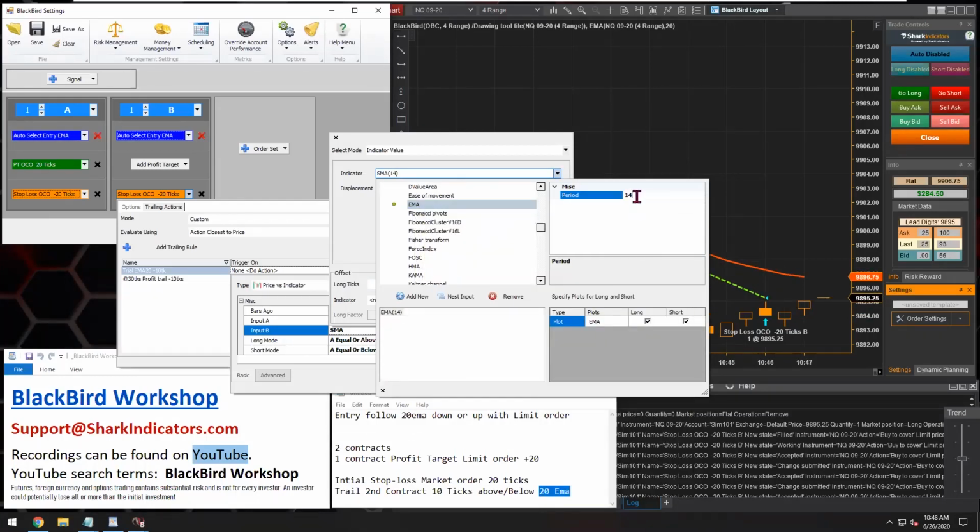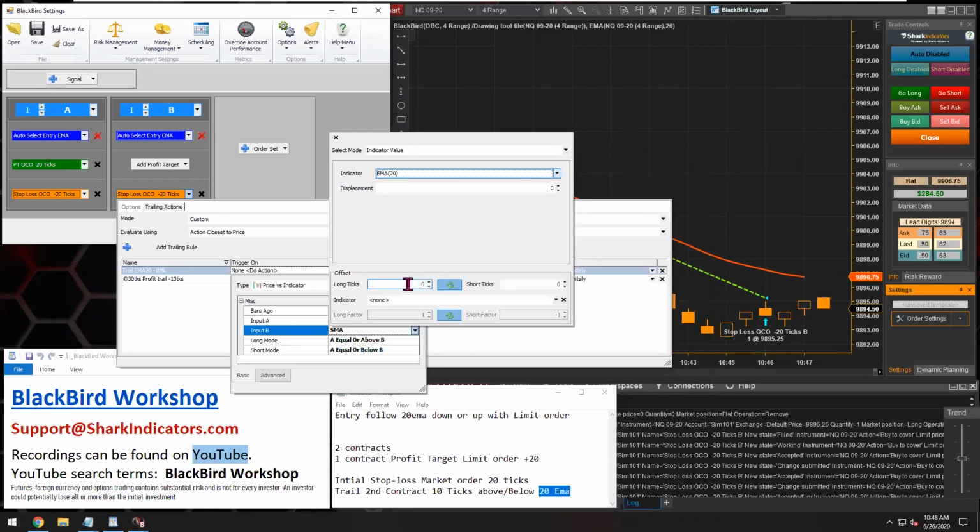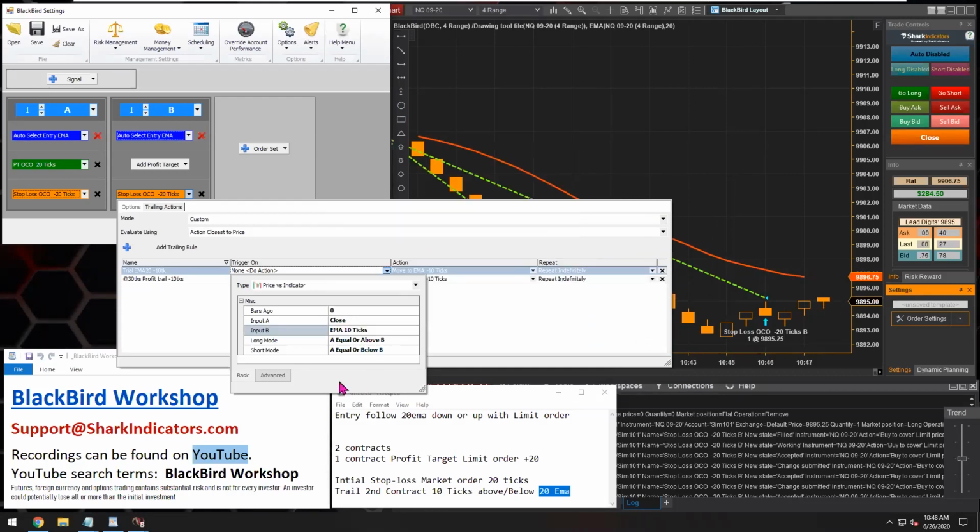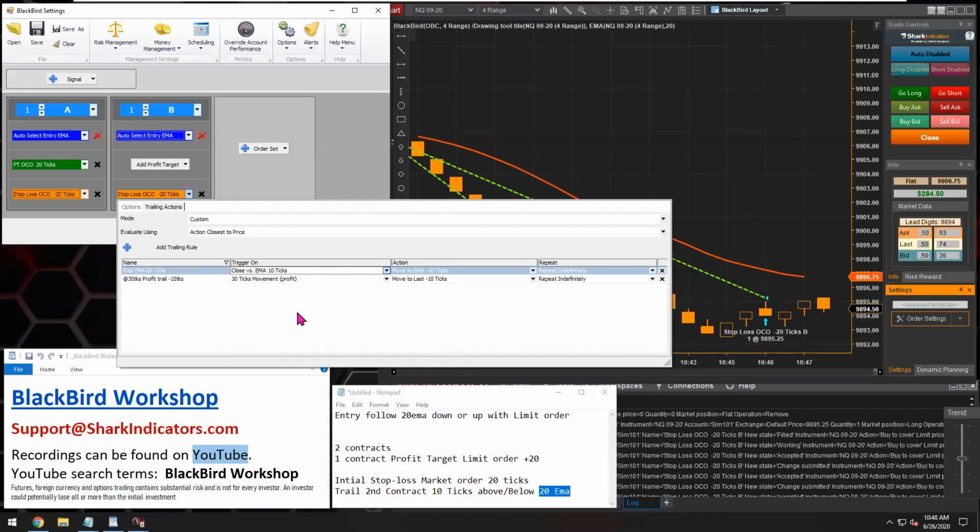There's our EMA, 20 period. And this is where we added 10 ticks to the EMA. And then the long mode was A above B, and the short was A below B. And there we go. So now we added that requirement, that verification that price is on the correct side of our moving average before the trailing rules can kick in.